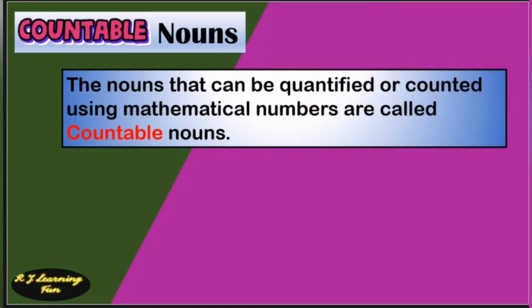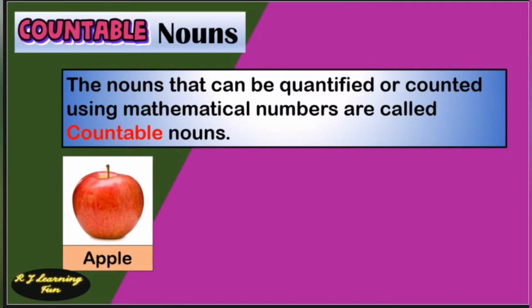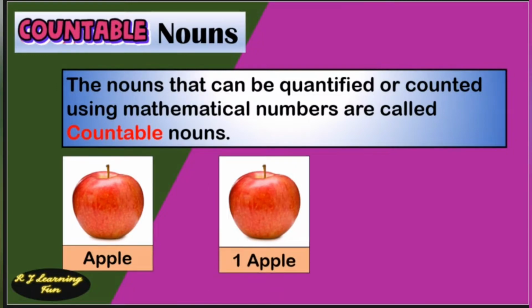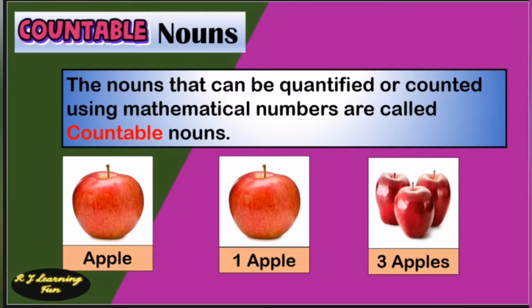Countable nouns. The nouns that can be quantified or counted using mathematical numbers are called countable nouns. For example, I purchased an apple yesterday. Here, the noun apple can easily be counted as one apple or three apples, and hence apple is a countable noun.